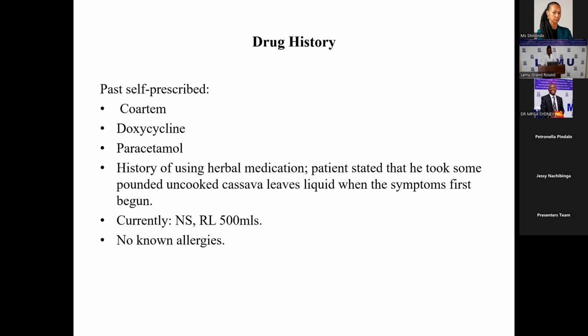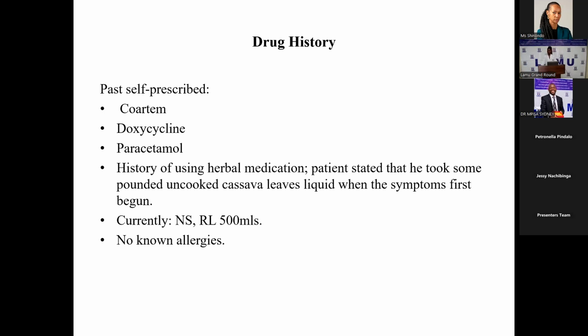On drug history, past drug history is Coartem, doxycycline, and paracetamol. It was noted that these were self-prescribed, as the patient took them prior to the first symptoms, before he went to the hospital. There was also a history of using herbal medication, and the patient stated that he took some pounded cassava leaves liquid, which was uncooked, when the symptoms first began. Current drug history was Ringer's lactate and normal saline. There were no allergies noted.